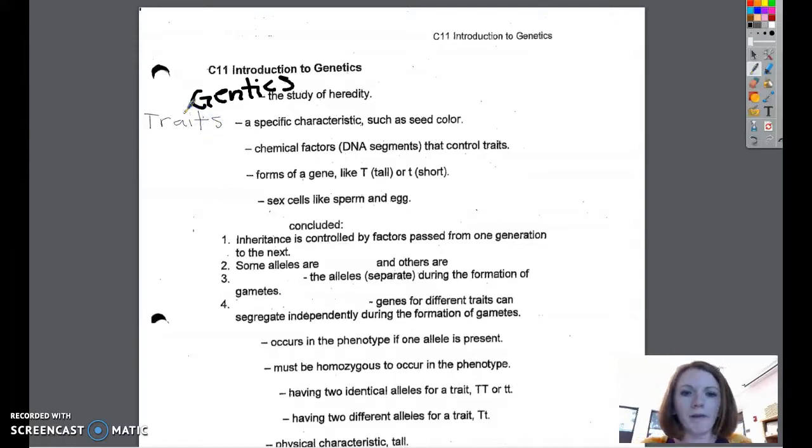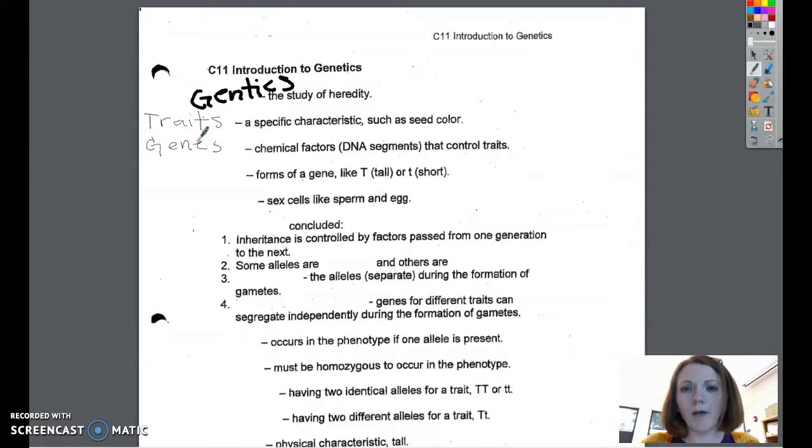When we look at the chemical factors of those traits, the DNA pieces, the itty-bitty parts that control the traits, we're going to call those the genes. The genes that control the traits are the DNA pieces. So when we looked at a segment of DNA and coded the amino acids to form the polypeptide out of the strand, that was a gene.